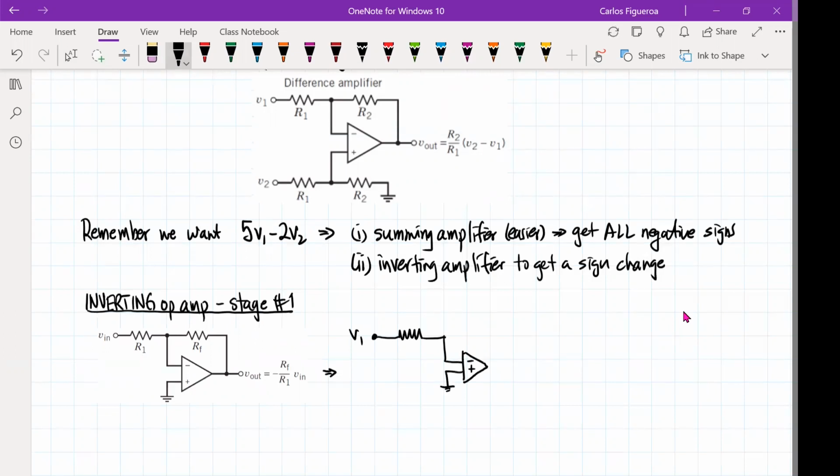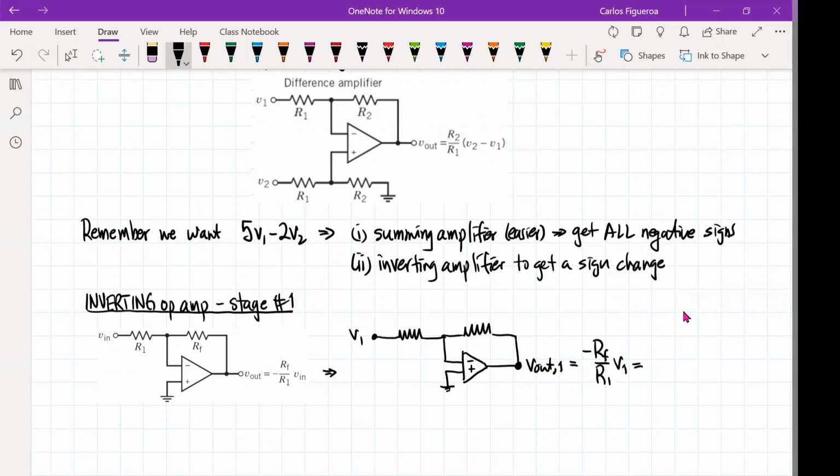And you can see it being attached to the ground. And then I have my feedback resistor. And so now this is going to give me my output right here. According to this, because this is op amp number 1, it's stage 1, I'm going to put a 1 here to remind you of that. So this has to be the feedback resistor divided by R1 times V1.